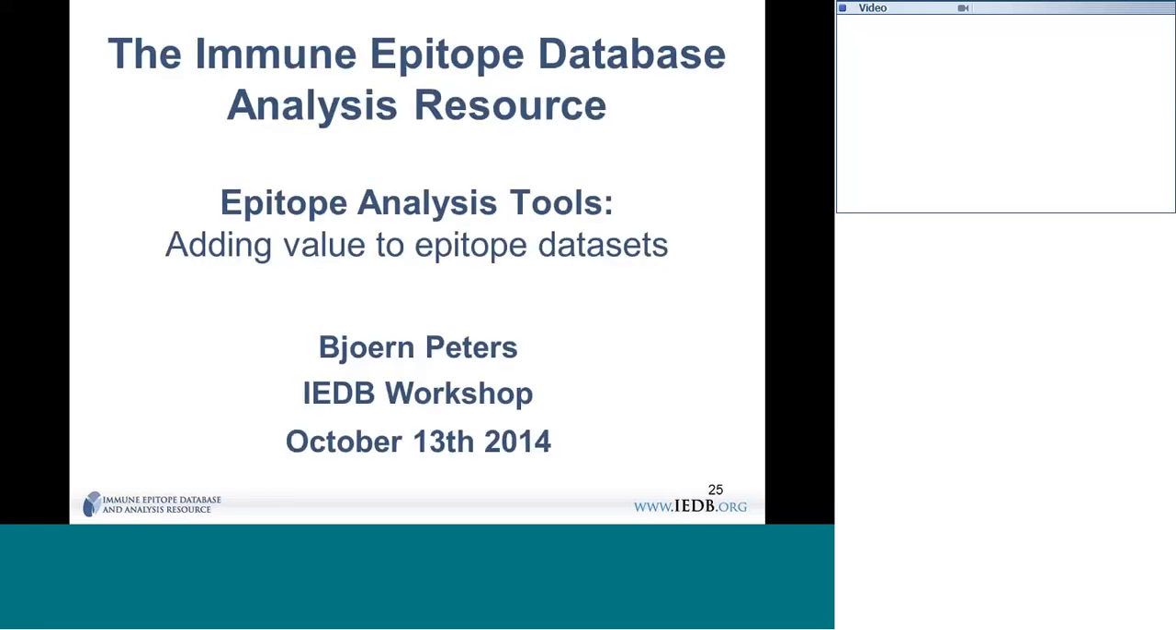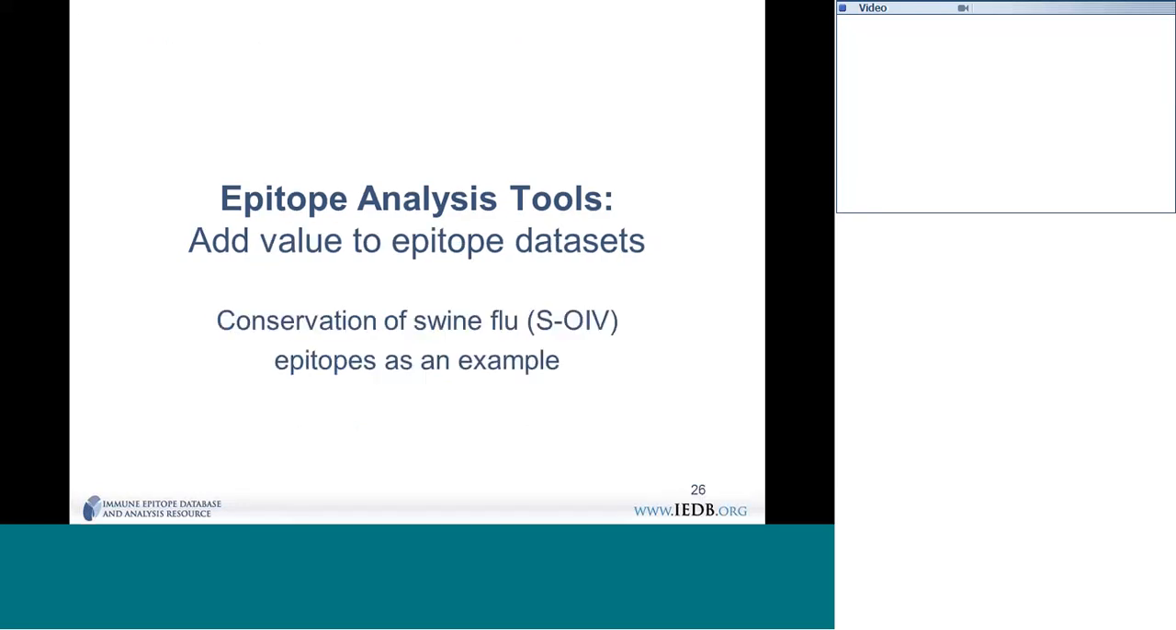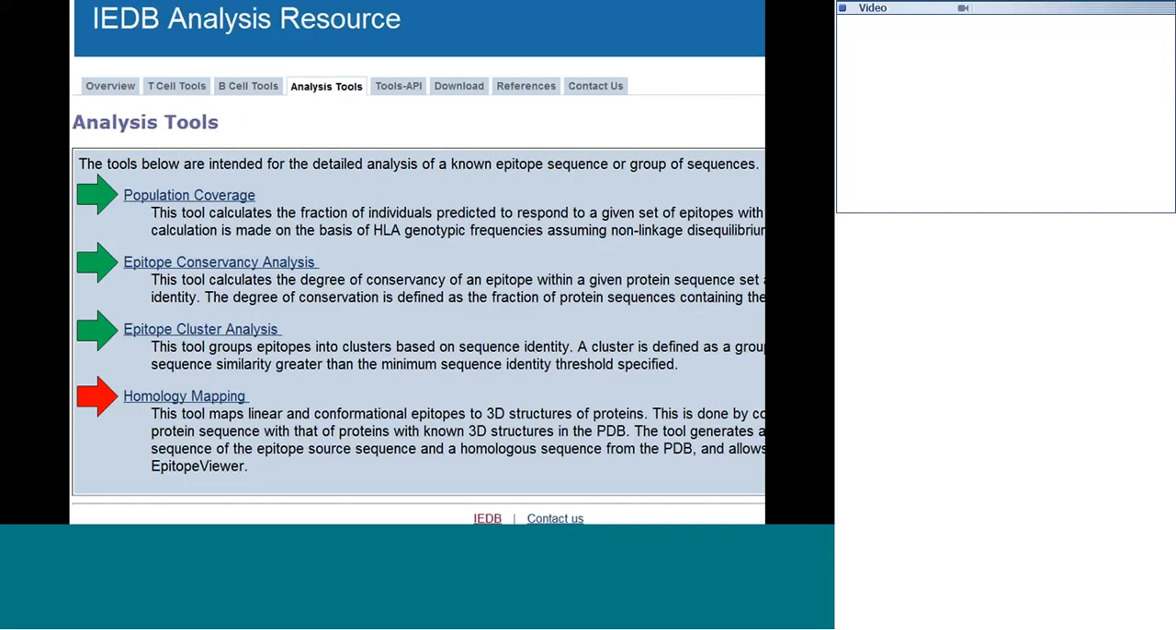So that was the immunogenicity tool. The last one is the section here of the analysis tools. As I mentioned at the start, these analysis tools are meant for adding value to epitope data sets that you might have yourself or have generated by querying the IEDB. I gave you the example of swine flu. So these are the tools I'll go through.